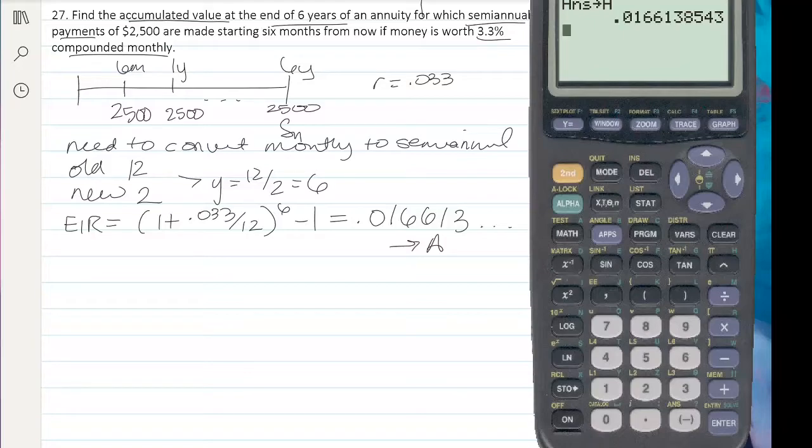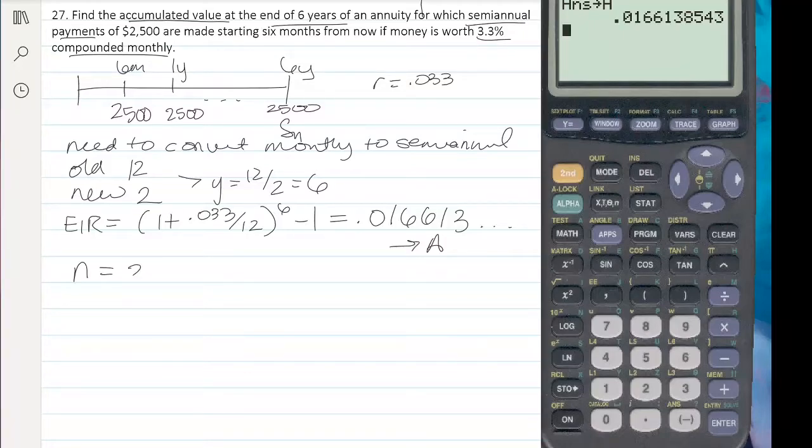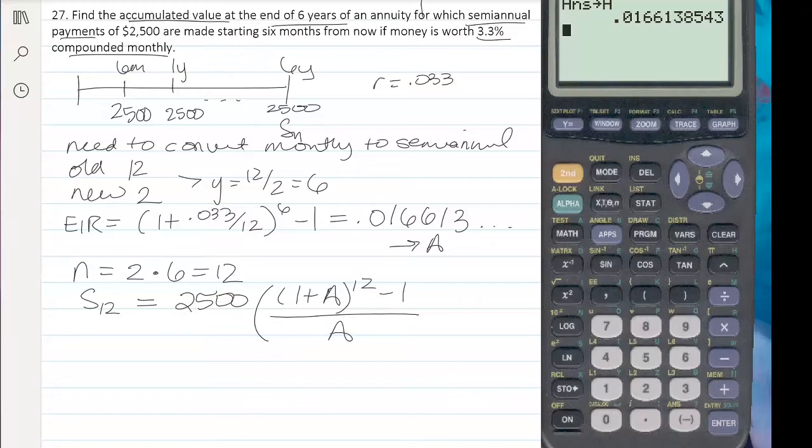So now we have to figure out our n. How many payments do we make? Well, here we make 2 payments a year for 6 years, so we have 12. We're finding it at the end of 6 years, and we're not told it's moved at all, so that means we're trying to find S12. Here our regular payment is $2,500, so we get 2,500 times 1 plus A to the 12 minus 1, all over A.